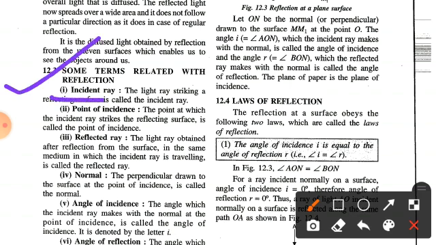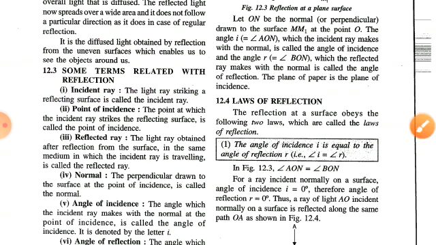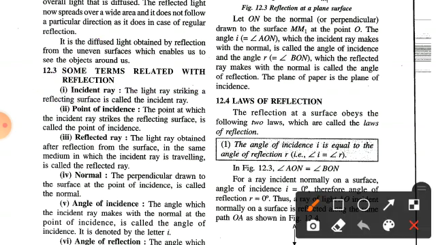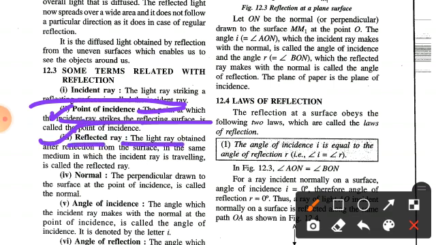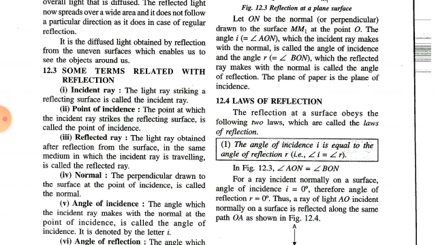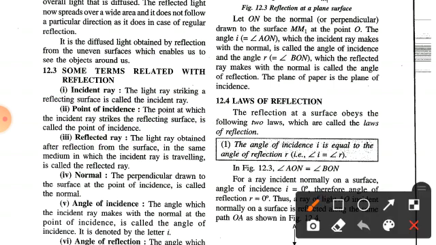Now here are some terms related to reflection. The first one is the incident ray. The light ray which is striking the reflecting surface is called the incident ray. The point of incidence: the point at which the incident ray strikes the reflecting surface is called the point of incidence. The third one is the reflected ray, the light ray obtained after reflection from the surface in the same medium in which the incident ray is traveling.